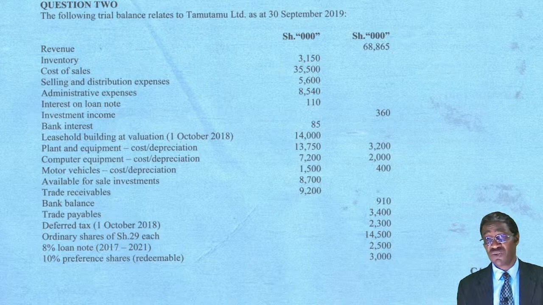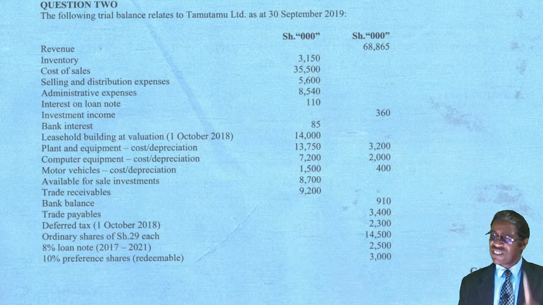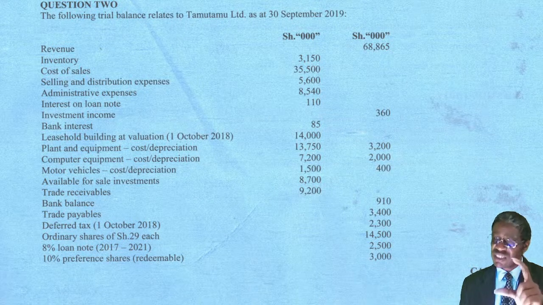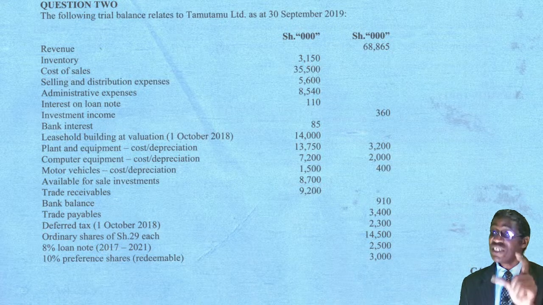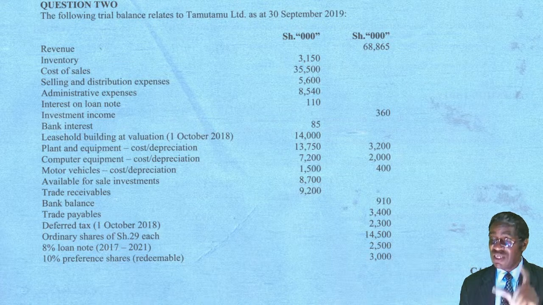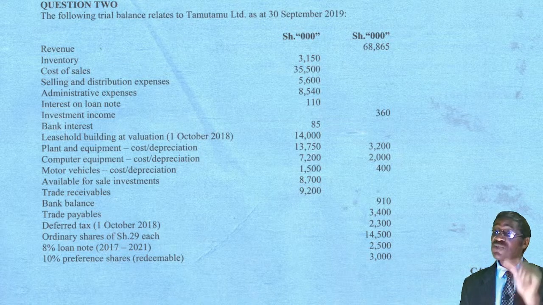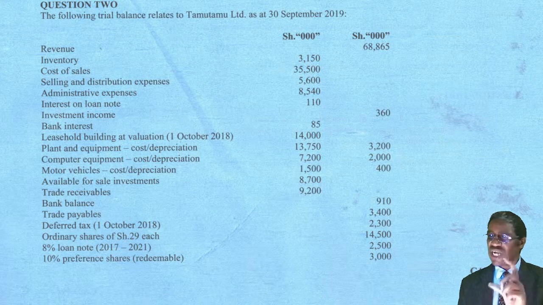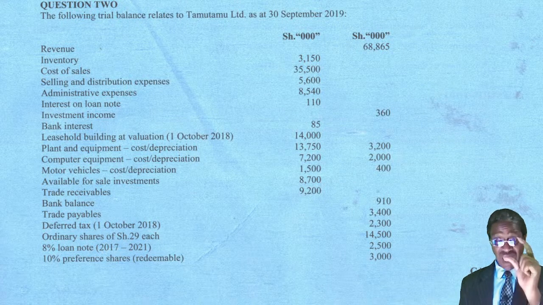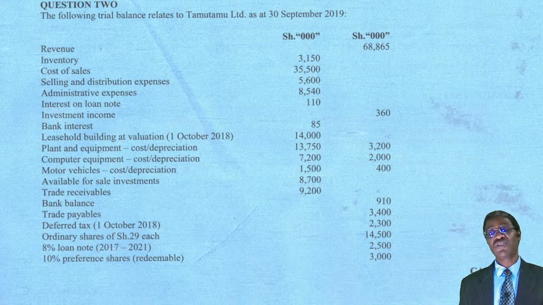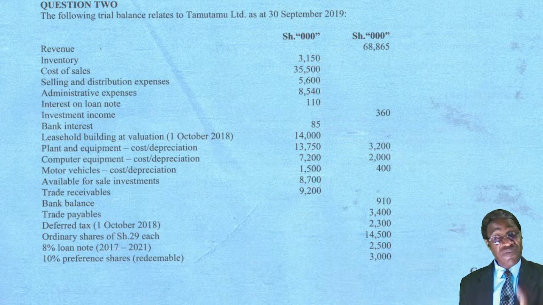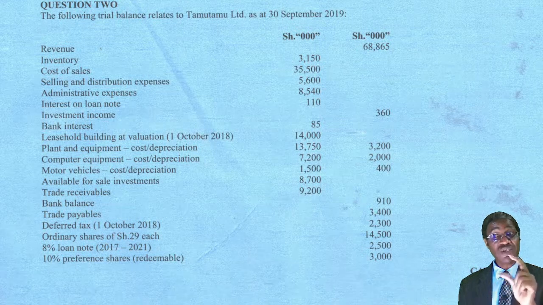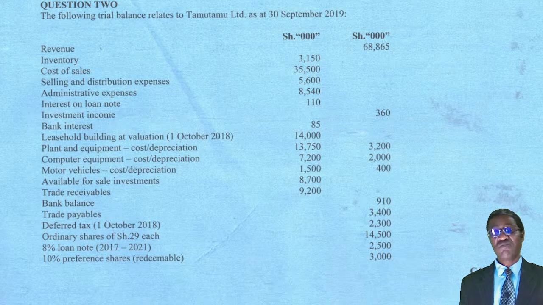Now look at that one. 10% preference shares. The examiner specifically says in bracket what? Redeemable. Are you getting there? Redeemable. So this one now it is specific. You now know it's not a component of equity. It's a liability. Are you there? Good. So it means the dividends for it, we shall consider it not as an appropriation, but as a finance cost.